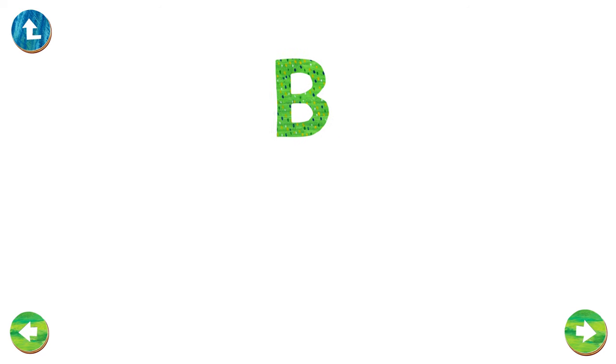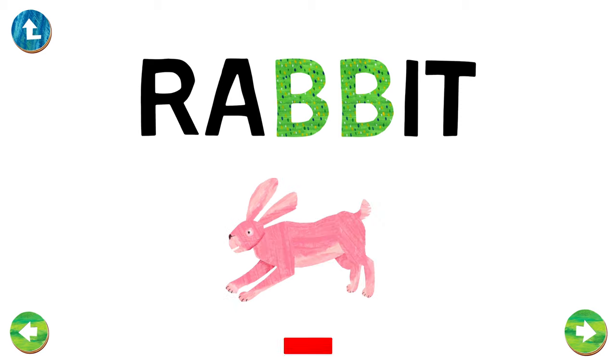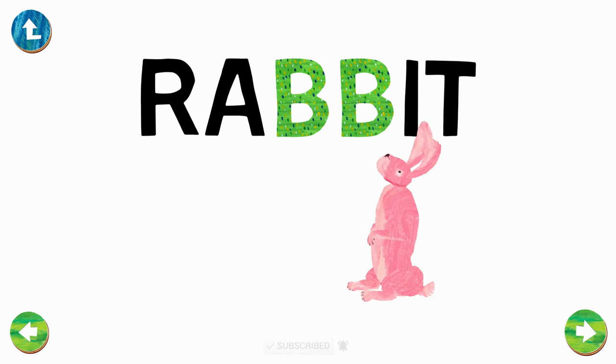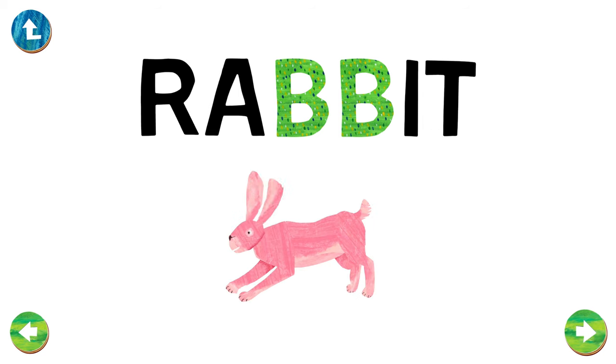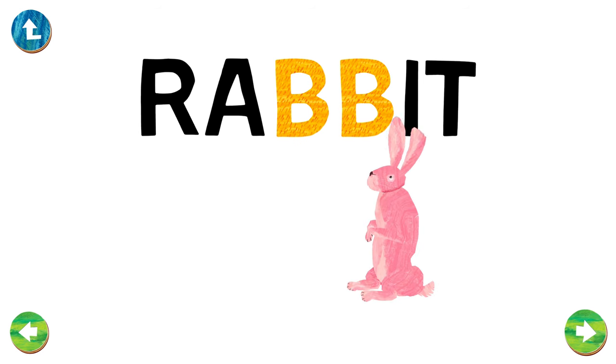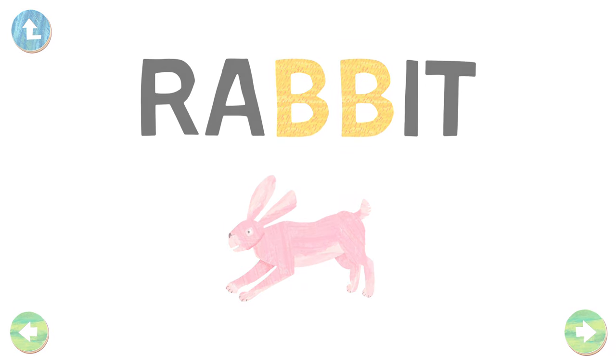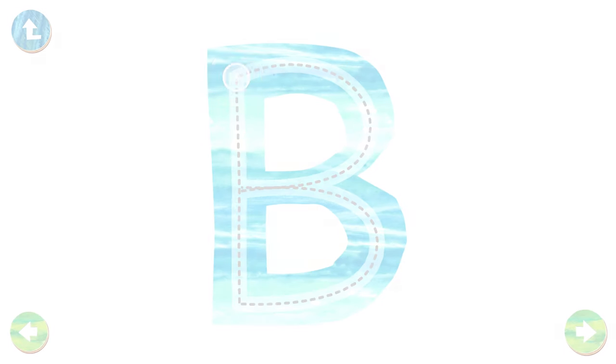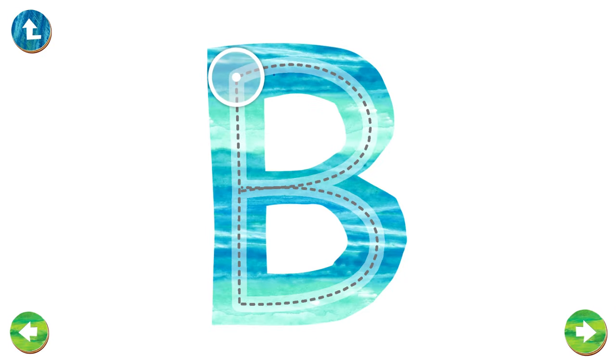B is in the word rabbit. How many B's can you see? Rabbit. B. B. Rabbit. Trace the letter B with your finger.